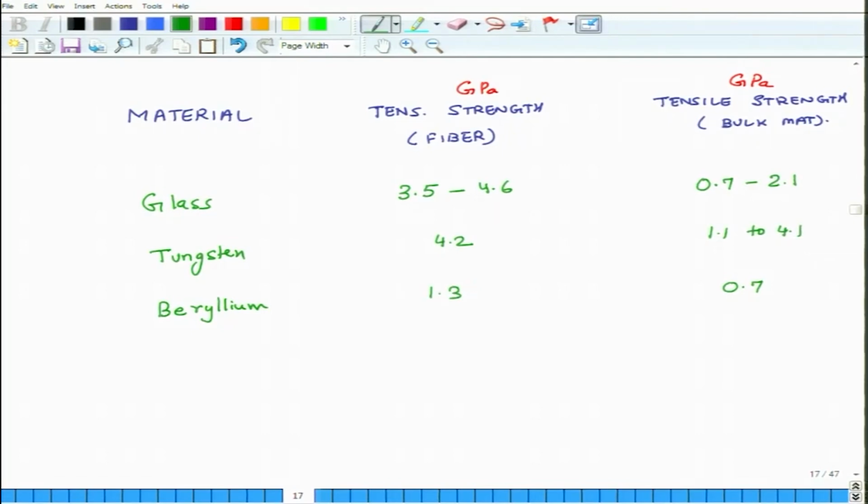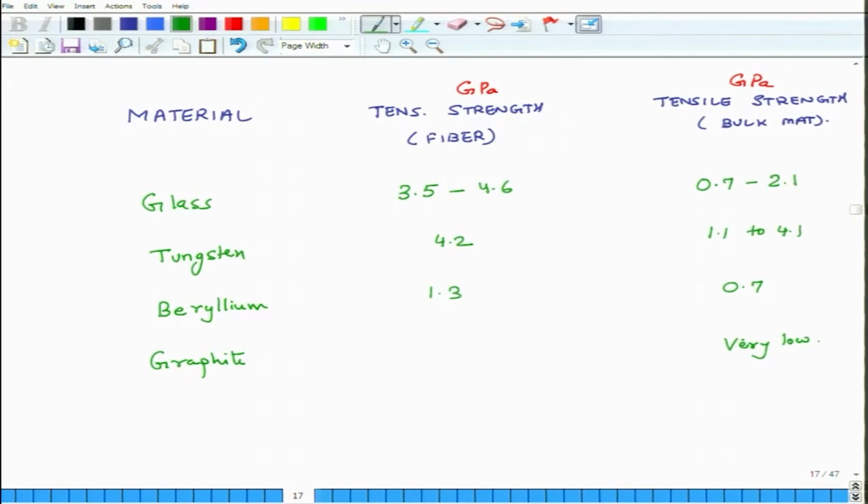And lastly, we will look at a non-metallic fiber, graphite fiber. Okay. And the tensile strength of bulk graphite is very low. So very low means it is several orders of magnitude. So, it is not even in GPa range or MPa range, it will be very low. So, I will just write it very low.